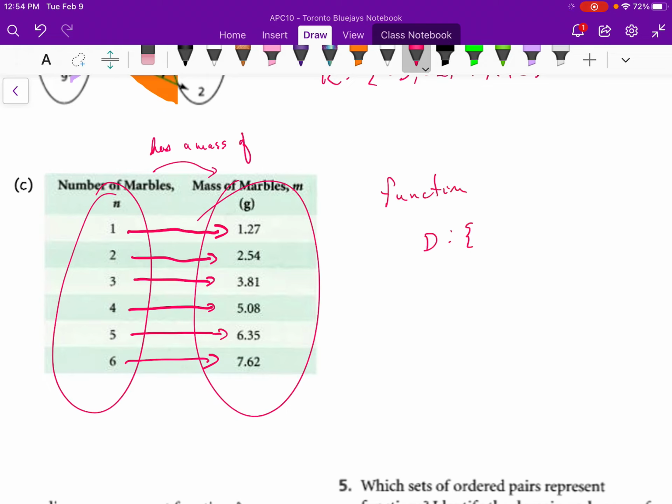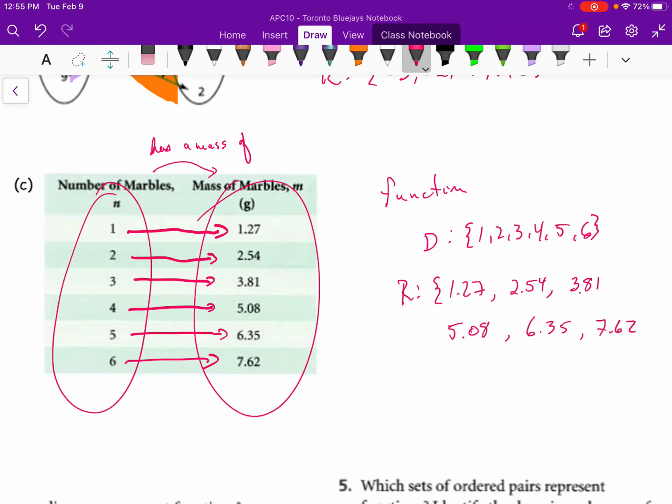My domain is 1, 2, 3, 4, 5, 6. My range is going to be 1.27, 2.54, 3.81, 5.08, 6.35, and 7.62.